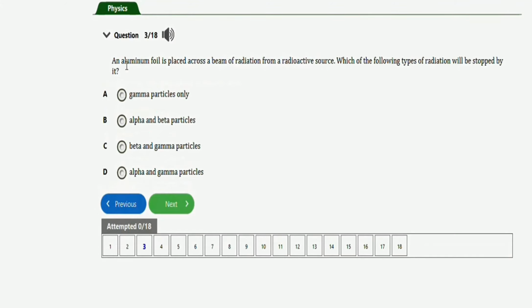It says, an aluminium foil is placed across a beam of radiation from a radioactive source. Which of the following types of radiation will be stopped by it? Okay, so we have gamma particles only, alpha and beta particles, beta and gamma particles, alpha and gamma particles. So guys, the right option to this question will be option B, alpha and beta particles. Alright, so the radiation that can be stopped by it is alpha and beta particles. So next repeated question will be this one.